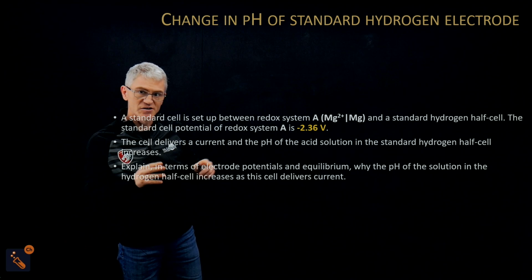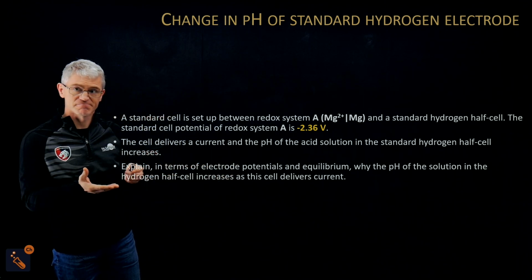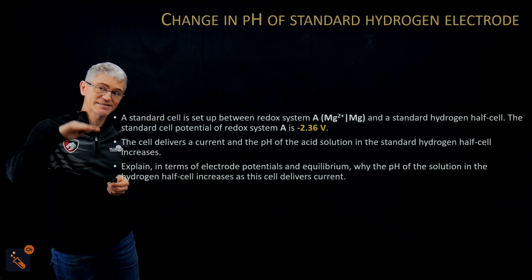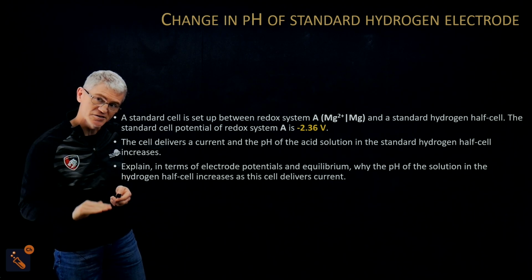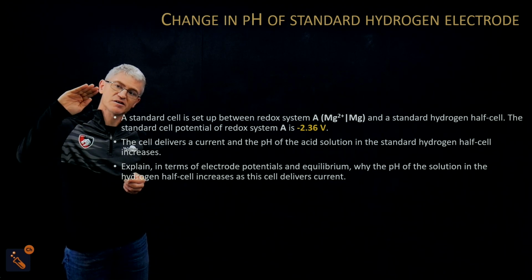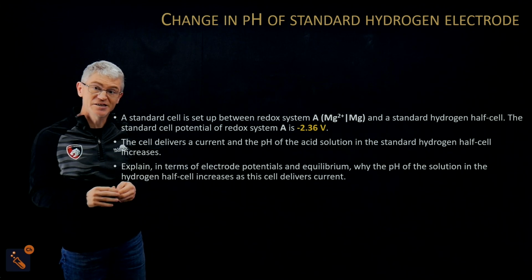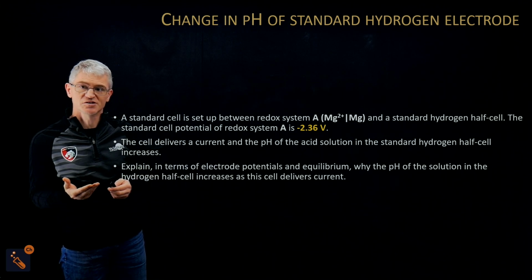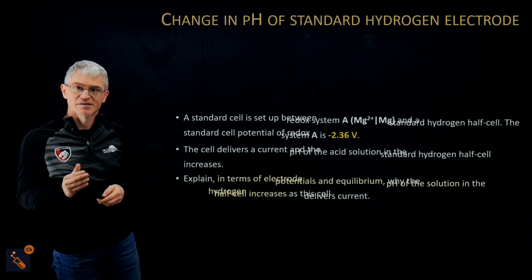The cell delivers a current and the pH increases. Okay, that means it becomes less acidic. The lower the pH, the more acidic it is. Okay, so explain in terms of electrode potentials and equilibrium why the pH of the solution increases.